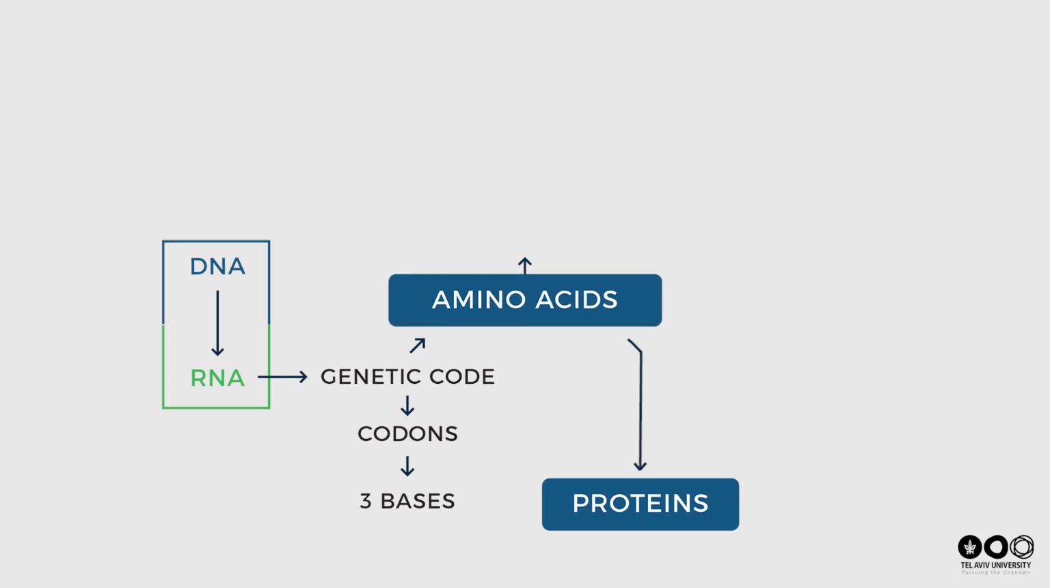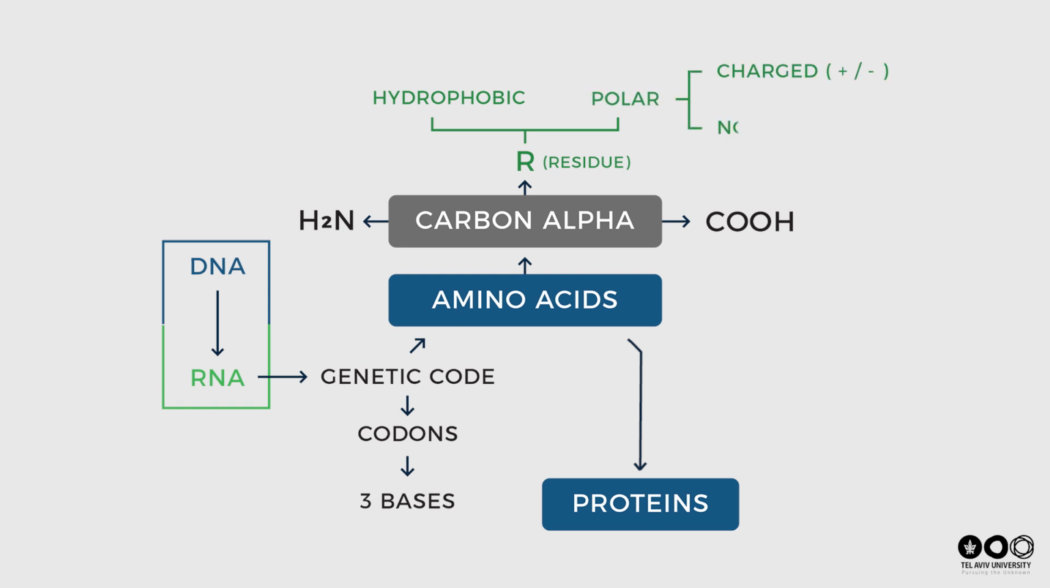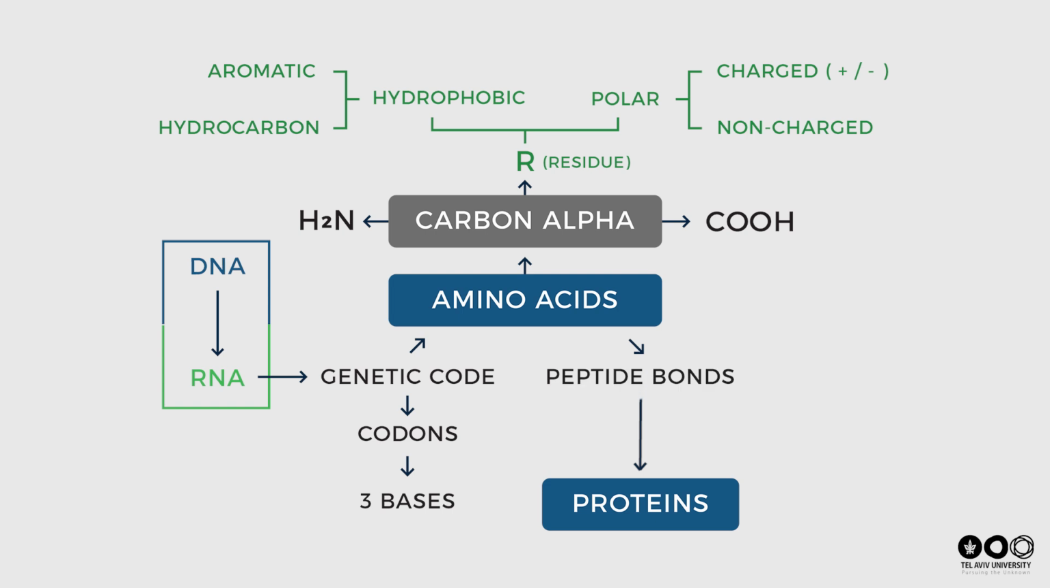Amino acids contain a central carbon, carbon alpha. Carbon alpha is linked to a carboxyl group, COOH, and an amine group. The 4th valency is a residue, and the residues can be hydrophobic or polar. The polar can be charged or non-charged, and the hydrophobic can be aromatic or just hydrocarbons. The amino acids link together via peptide bonds and ultimately produce polypeptide chains and proteins.